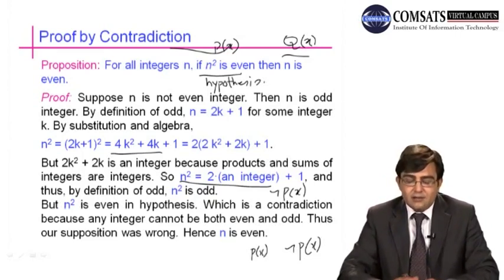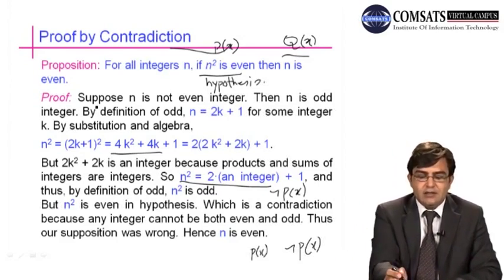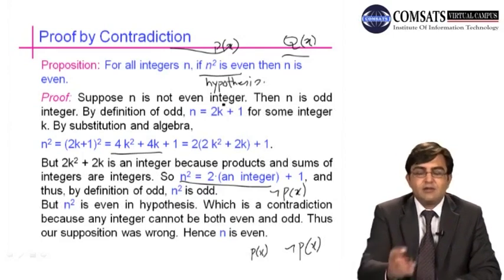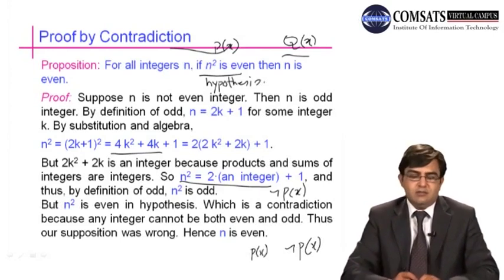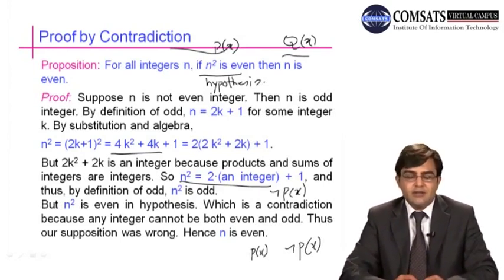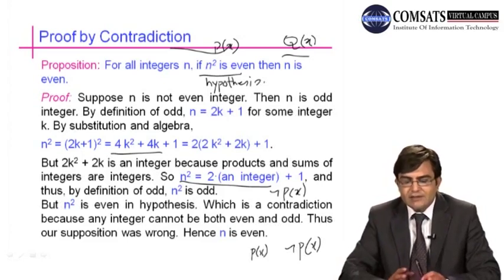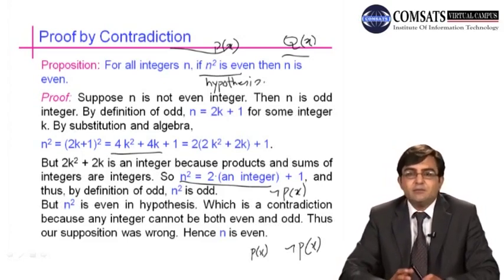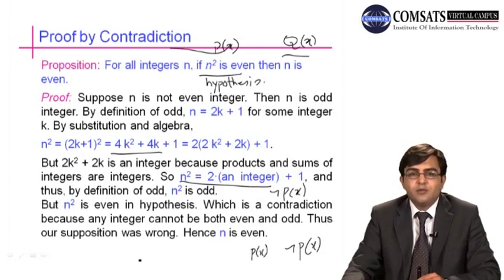So this is a contradiction, and we say that what we have supposed, suppose n is not an even integer, this supposition was wrong, and then what will be true? The given statement will be true. This is what the method of contradiction says. So in both methods the procedure is the same, but the method is different. Now I hope that you understand the relationship between contradiction and contrapositive methods of proof.